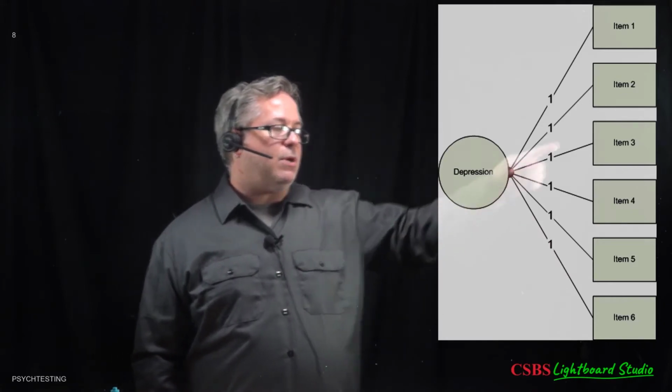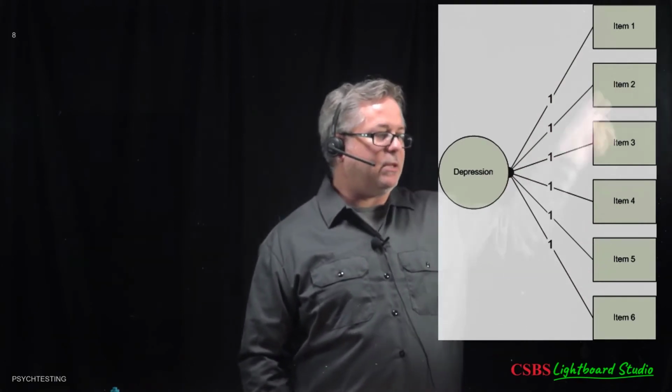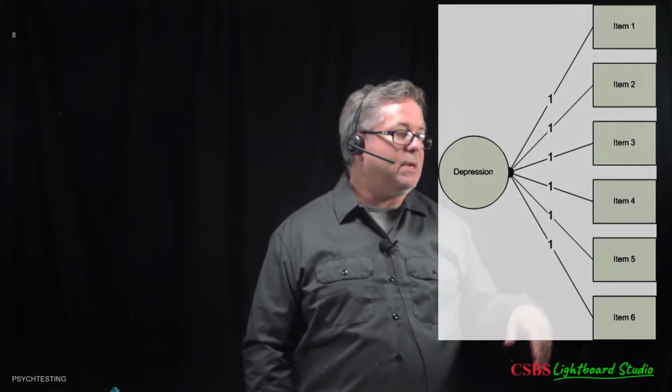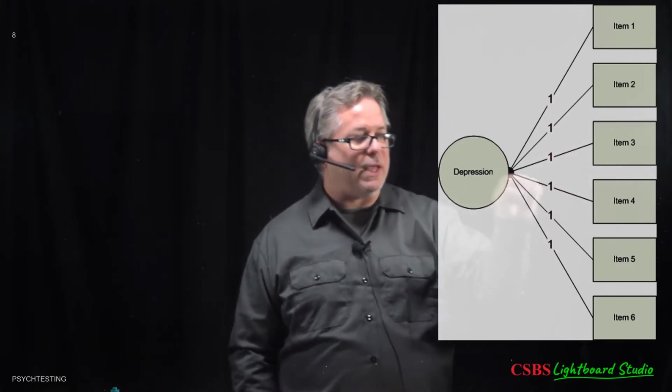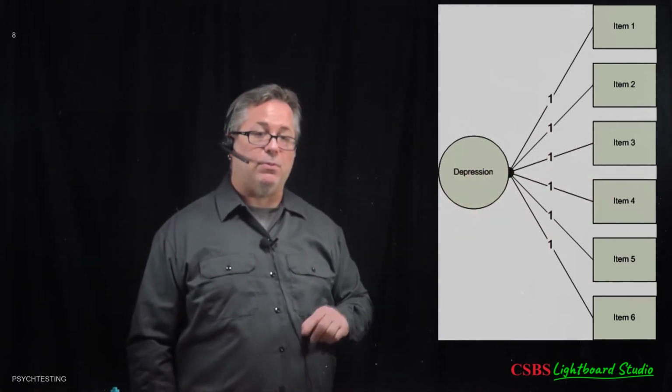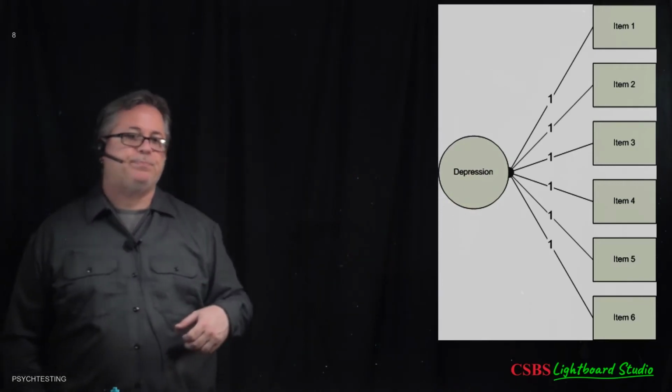What we do is we say, okay, we got a bunch of items, and we do a Cronbach's alpha or something, and we're like, hey, they have a higher than point seven reliability. Let's just weight each one by one, combine them together, and we'll call that depression. We'll say that the sum of all these items is depression.